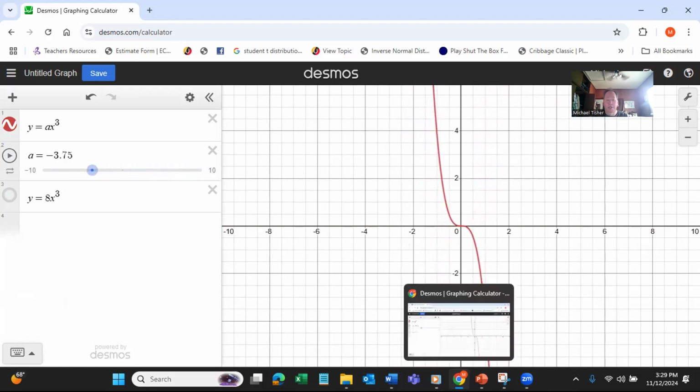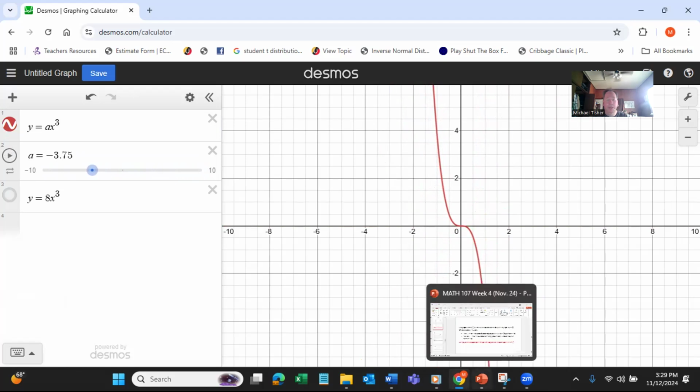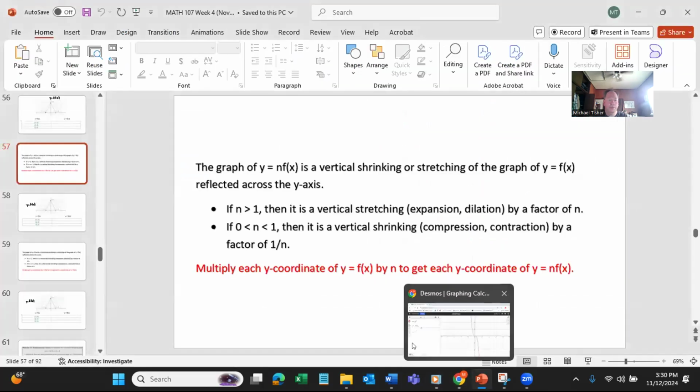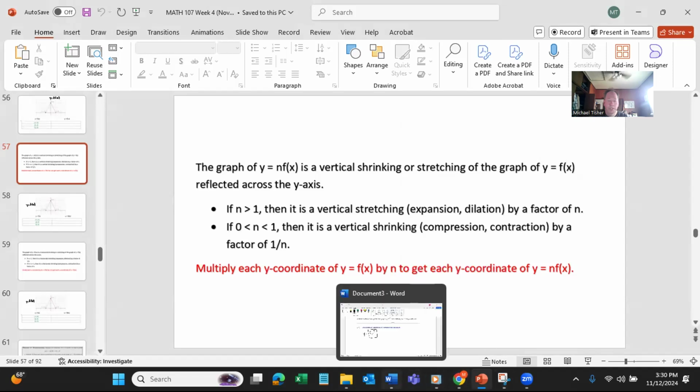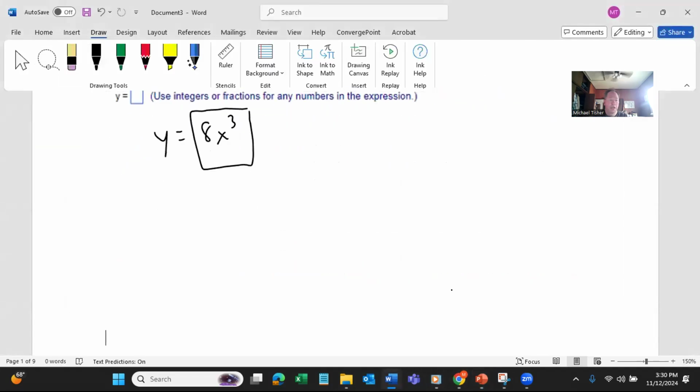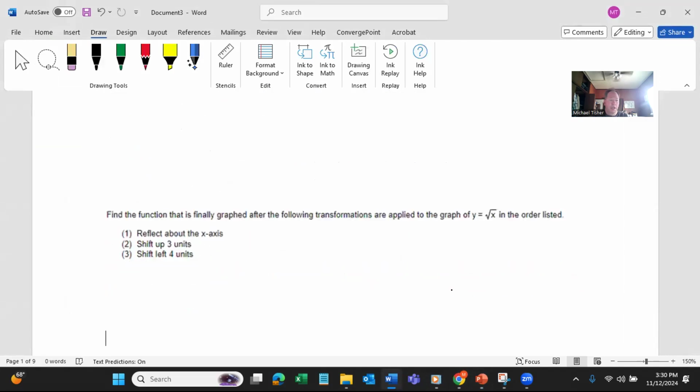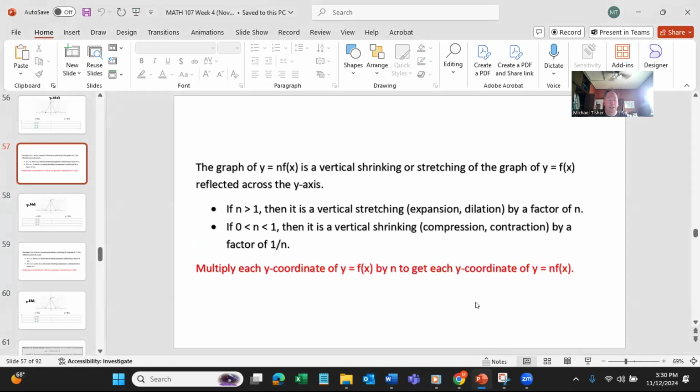Okay, let's do another problem. Here we want to find the function that is finally graphed after the following transformations are applied to the graph of y equals square root of x in the order listed. So first, we're going to reflect about the x-axis. To do that, we need again a formula for that. And let's look at this PowerPoint for something that has to do with reflection.